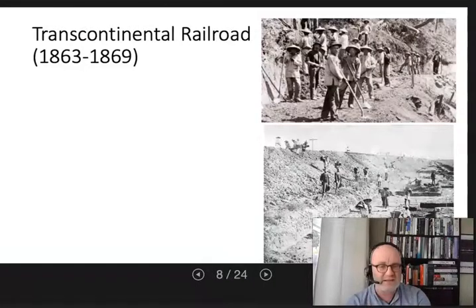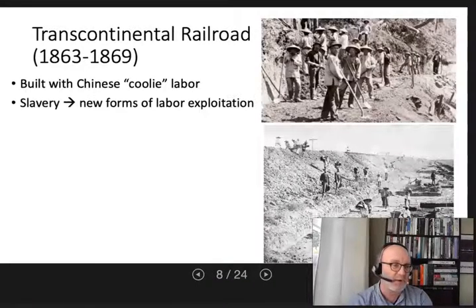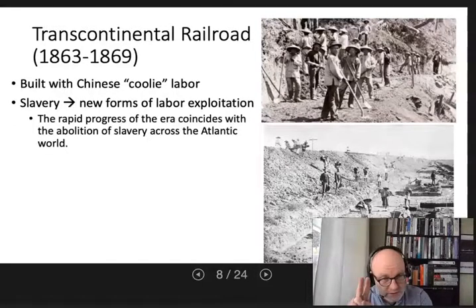Most famously, the 1860s is a time where the railroads are built by Chinese coolie labor that is taken from China, encouraged to emigrate, to leave China under often suspicious or dubious labor contracts that people think they're going to get more money than they are. They think the labor conditions are better than they are, and then they get here, and it's a kind of exploitative labor form.